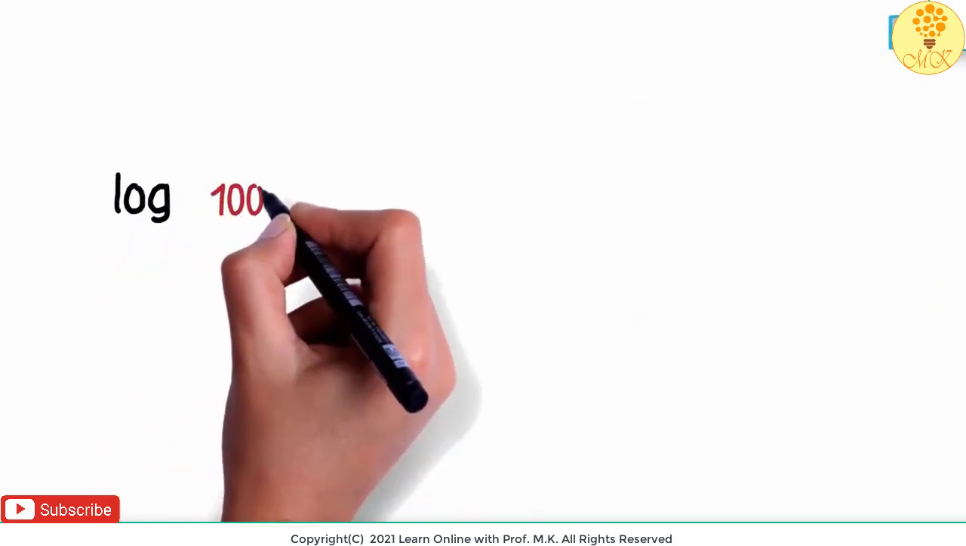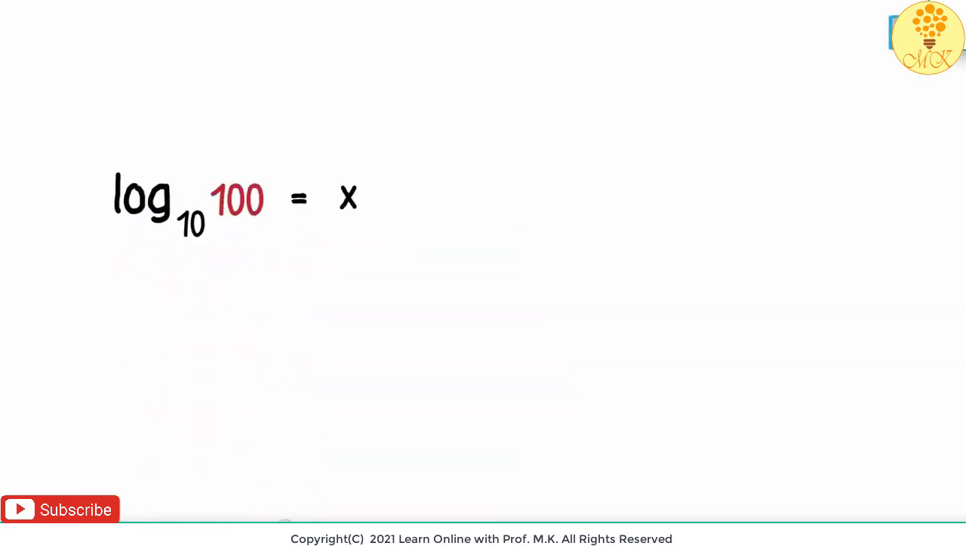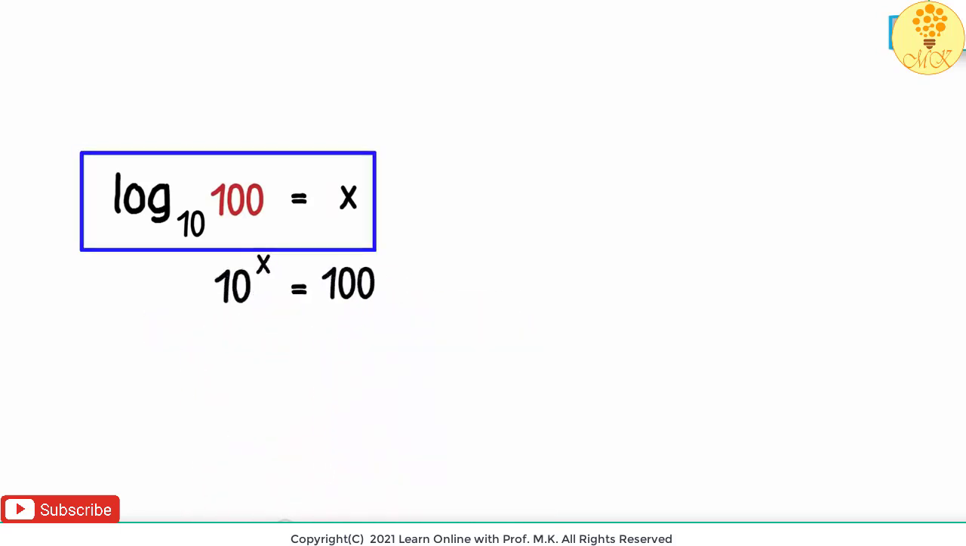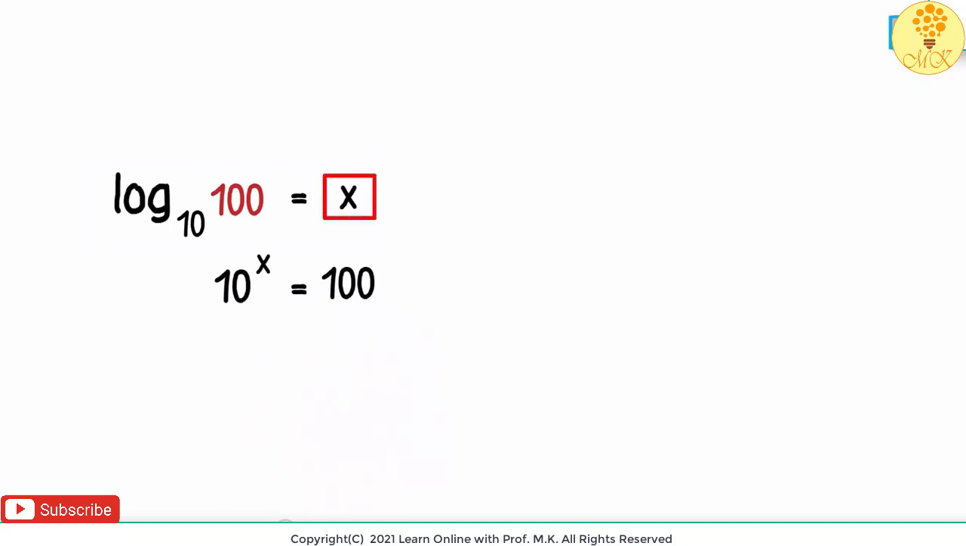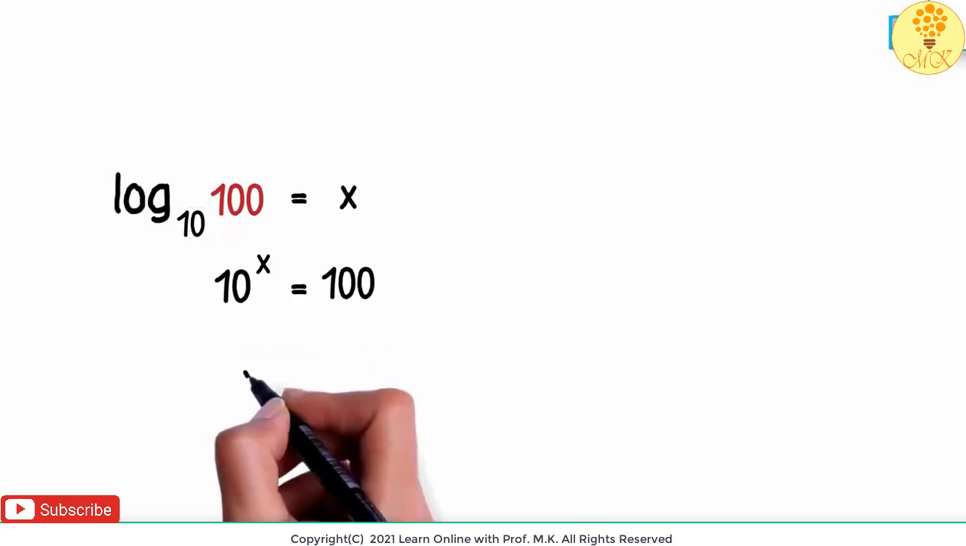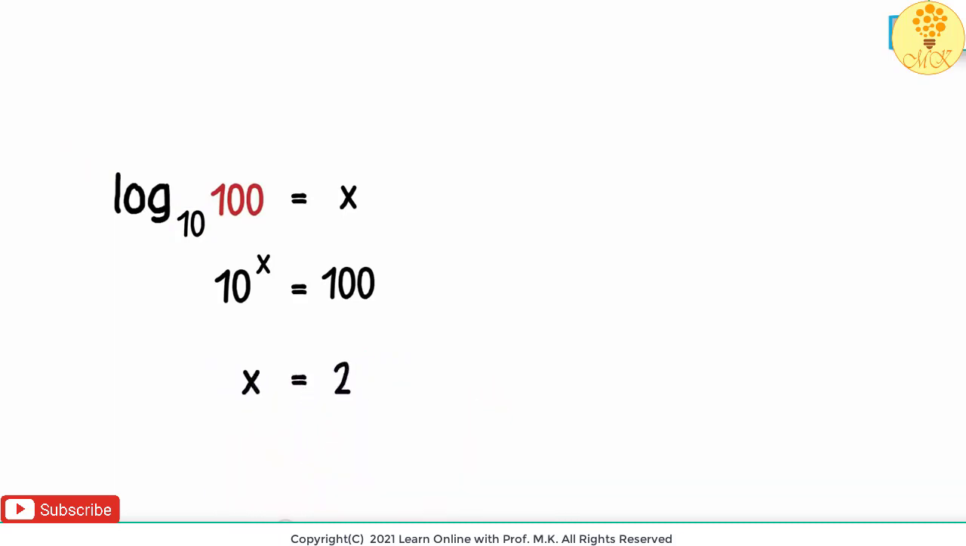The log of 100 to the base 10 is equal to x. What is the value of x? To find the answer, it's a good idea to write this in the exponential form. It can be written as 10 raised to x is equal to 100. Remember, the answer to the log is the power to which the base needs to be raised. Here, as the base is 10, we are asking 10 to what power will give us 100? We know that 10 to the power 2 gives us 100. The value of x is 2. What if log of 1000 to the base 10 is given to us as x? What will be the value of x?